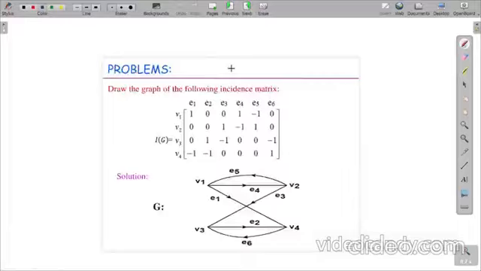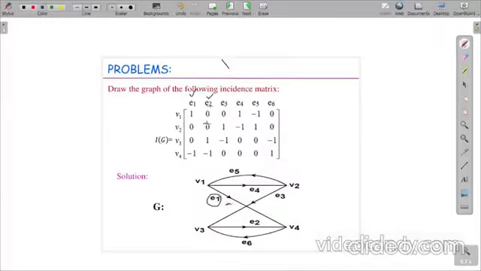Next, a matrix is given and we have to draw the graph. If a matrix is given, we know whether it will be a directed or undirected graph. If three types of elements are there, 0, 1, minus 1, then obviously it is a directed graph. If only 0 and 1 are given, it is an undirected graph. So first consider E1. V1 has 1, V4 has minus 1, so the direction is towards V4.